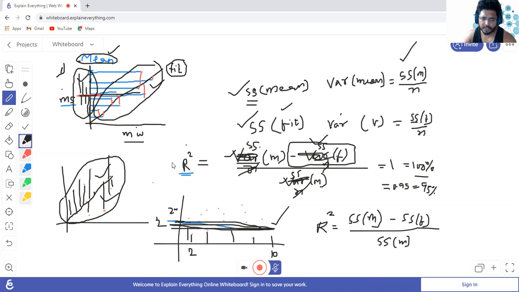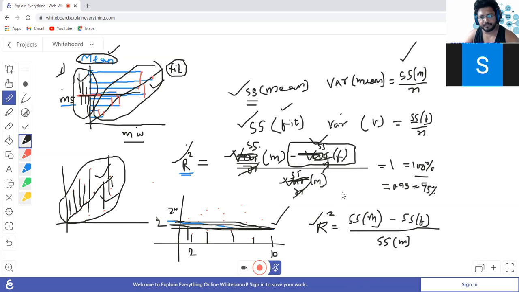Okay, so this is also the formula for R square. Okay. Is it clear now? Yes. Okay. I have one doubt.